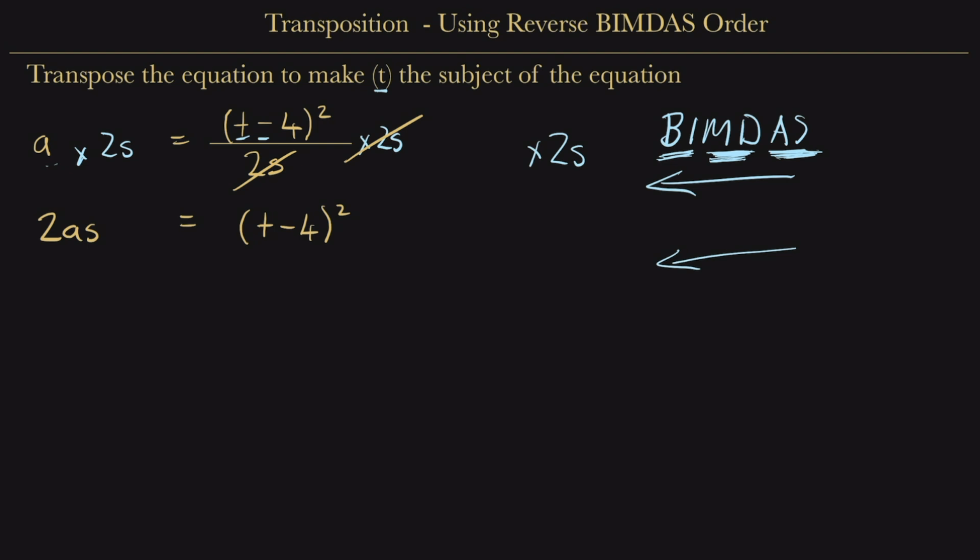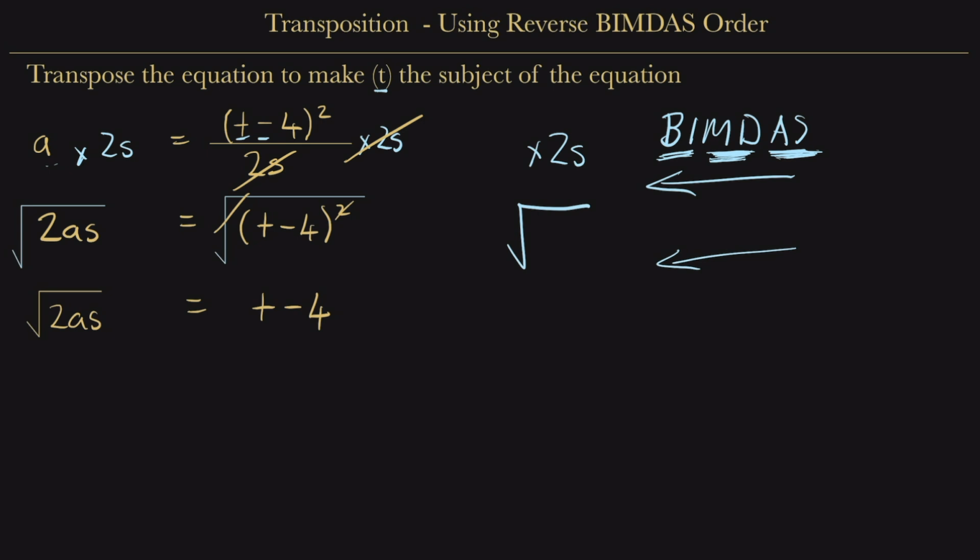Anyways, so what we're going to do to reverse that squared is we're going to do a square root of both sides. All right, this is what this is going to look like. So we're going to have a square root of this side, and we'll do a square root of this side as well. Now I will rewrite both sides. So we're going to have square root of 2as is equal to. Now my square root and my squared are going to cancel each other out, and we're just going to have t take 4, and I don't need the brackets anymore.